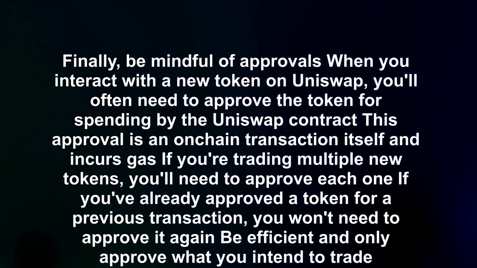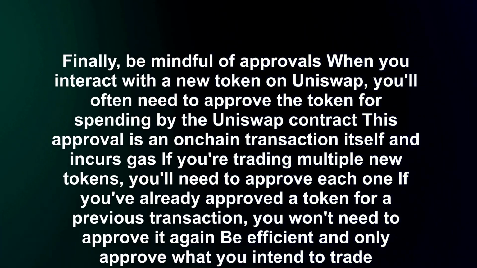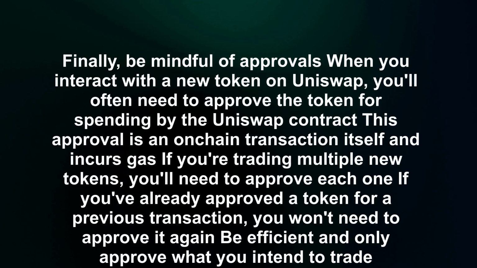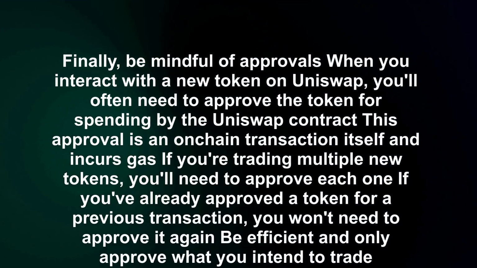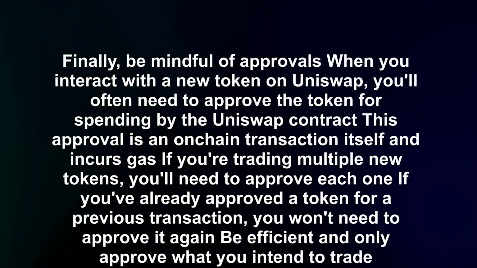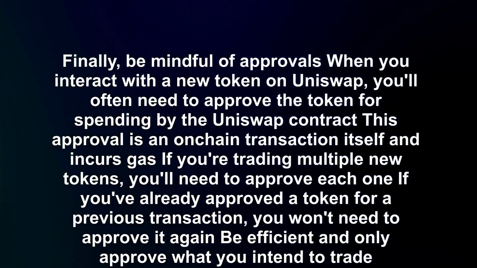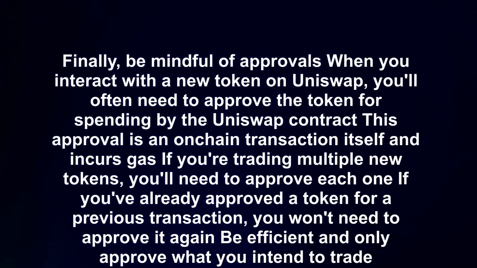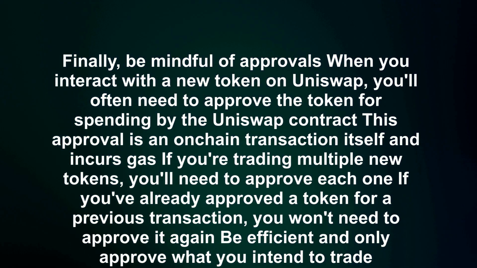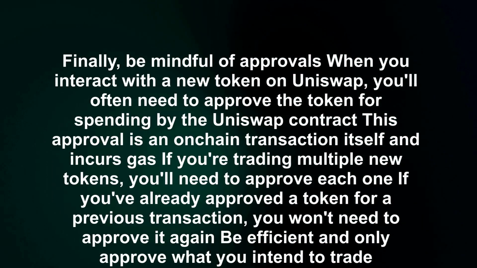Finally, be mindful of approvals. When you interact with a new token on Uniswap, you'll often need to approve the token for spending by the Uniswap contract. This approval is an on-chain transaction itself and incurs gas. If you're trading multiple new tokens, you'll need to approve each one. If you've already approved a token for a previous transaction, you won't need to approve it again. Be efficient and only approve what you intend to trade.